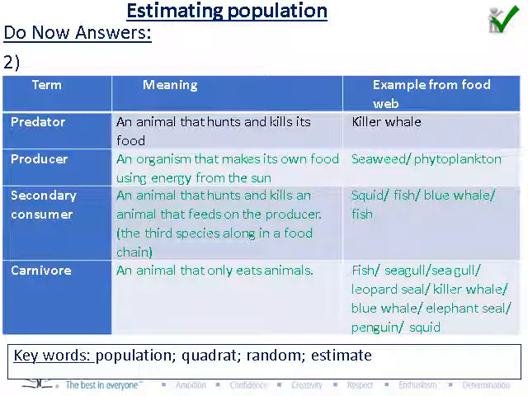You may also want to refer to a secondary consumer as an animal that hunts and kills the primary consumer. You may also refer to it as the third trophic level of a food chain, because it goes producer, primary consumer, secondary consumer.